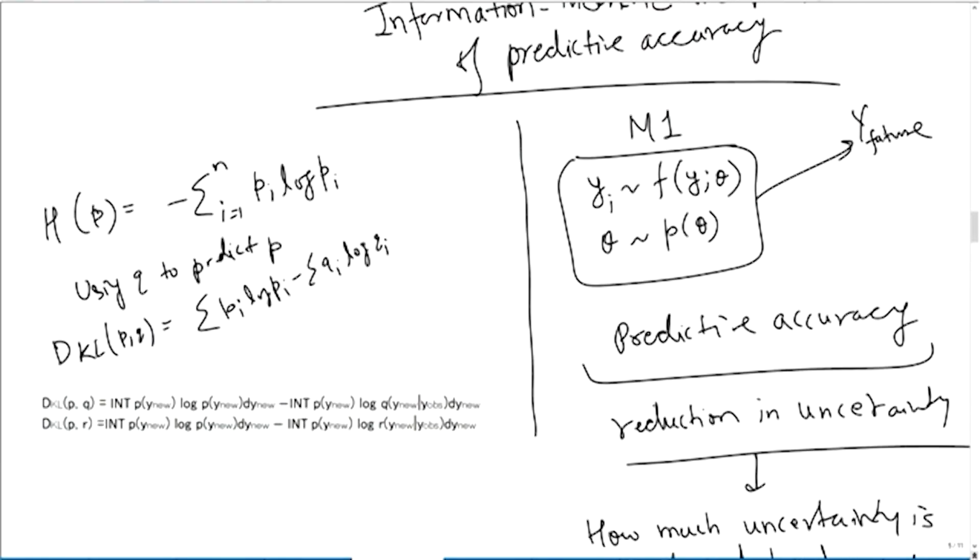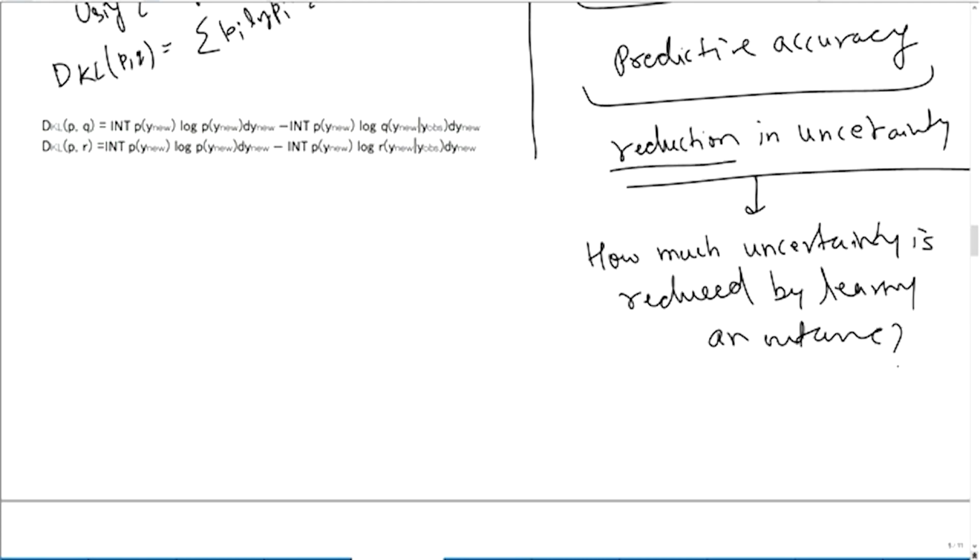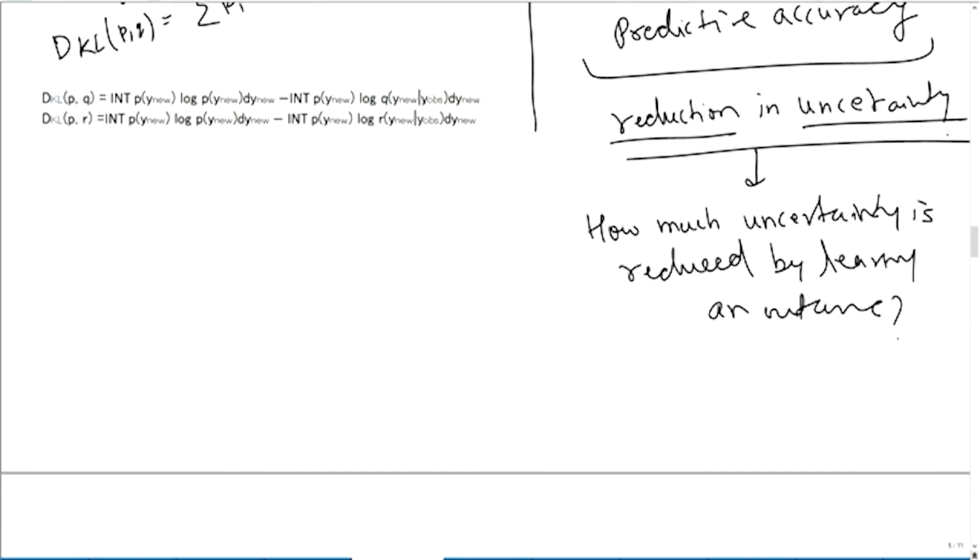Okay, so if this is the model, then how much uncertainty is reduced by observing this outcome y future, by observing this data? But how do we calculate this? Okay, so there are two terms here. There is a term called reduction and there is a term called uncertainty. So how do we measure uncertainty and how do we measure reduction? How do we measure uncertainty contained in a distribution?